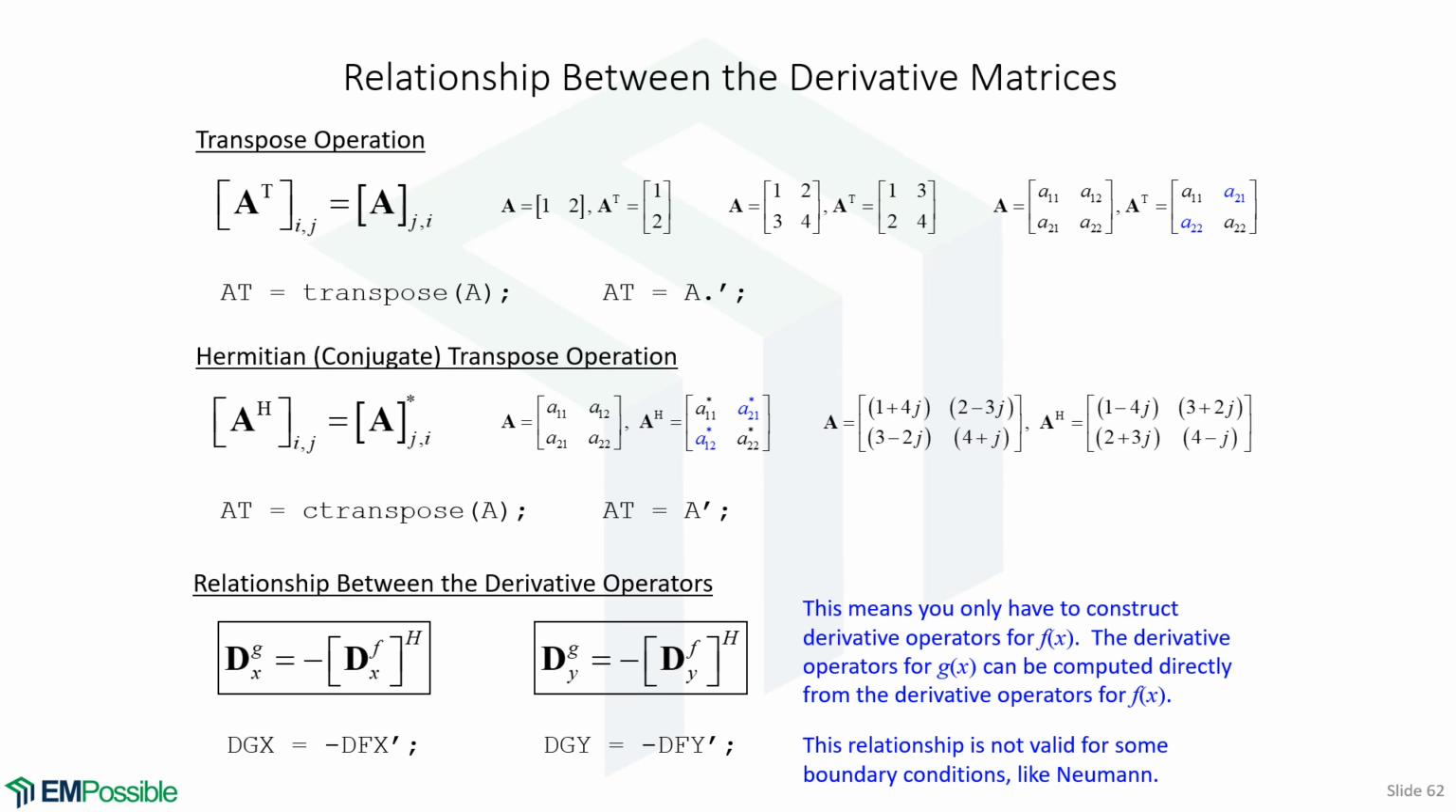Now, I will mention this holds for most boundary conditions. However, there are boundary conditions where this fails. Neumann boundary conditions, for example, this is not a valid thing to do, in which case we have to then go in and just build dgx and dgy, just like we did dfx and dfy. But for Dirichlet boundary conditions and periodic boundary conditions, this works fine, and I highly recommend doing it this way unless you have one of those types of boundary conditions that causes this problem, like Neumann.